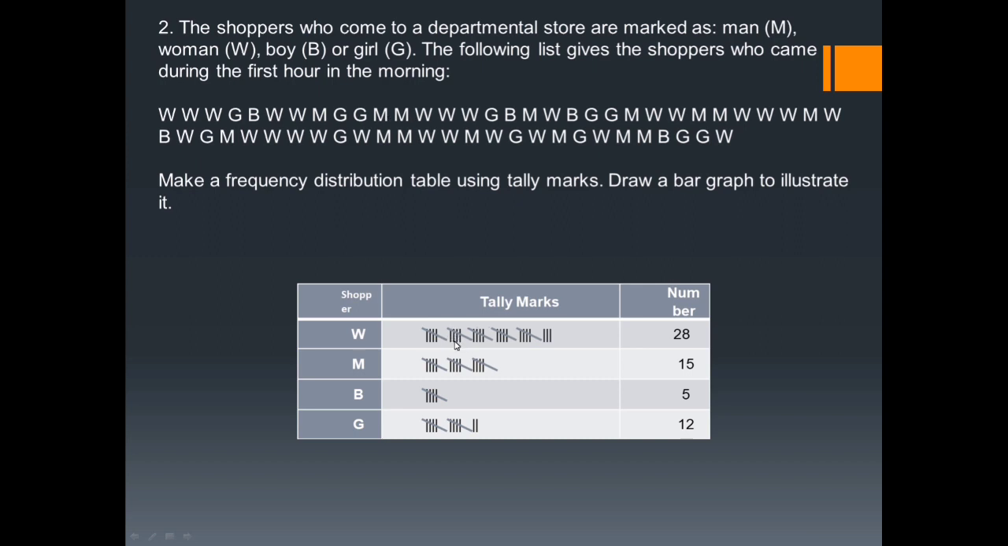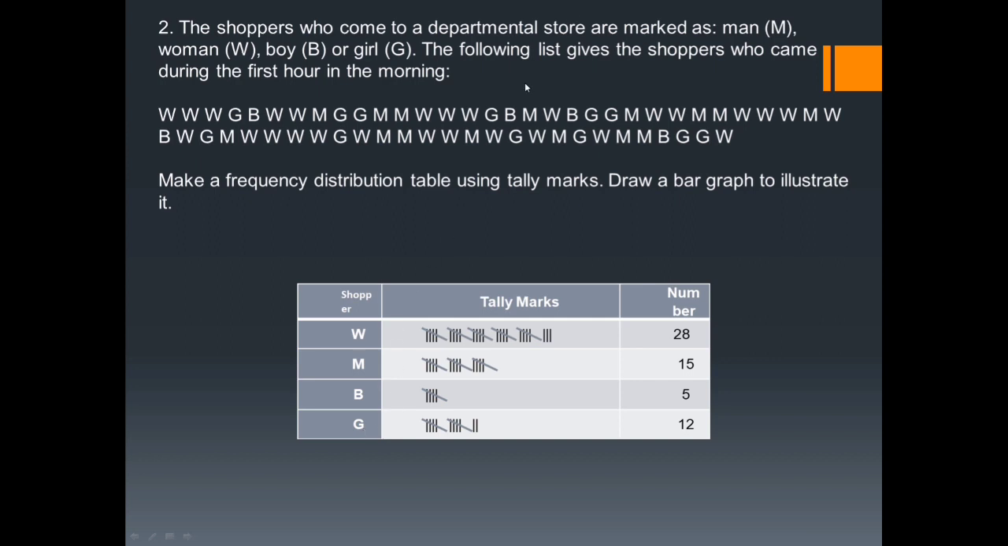Here another bar, then another bar will come again, another bar will come. After the fourth bar again, here we can strike off those 4 bars to represent that already 5 women have come to the shop. To represent that, we have to strike off the 4th bar. Like that, the same thing happens to man or boy or girl.